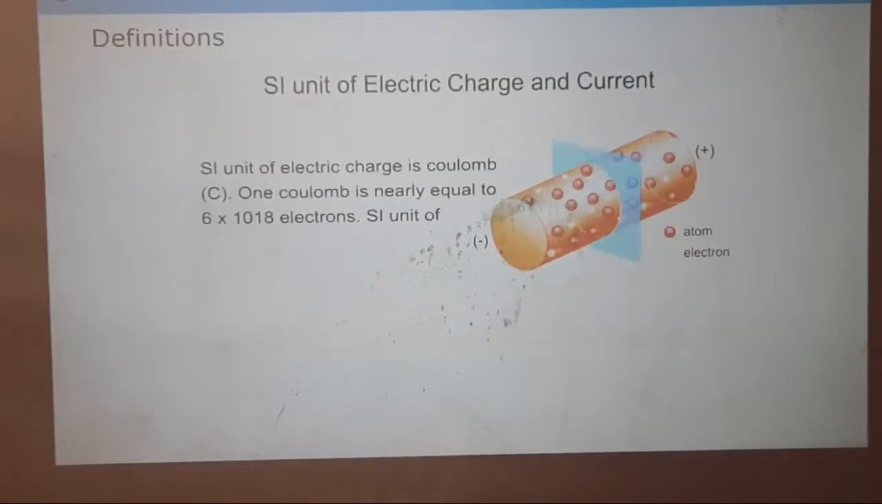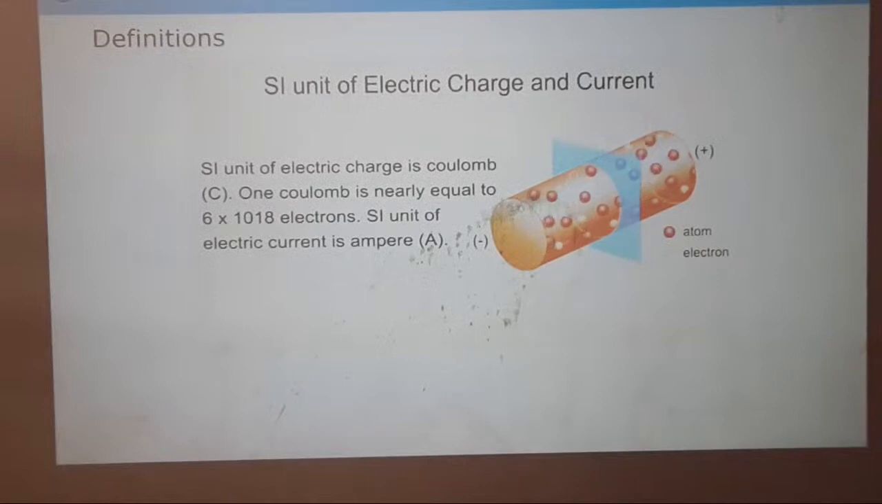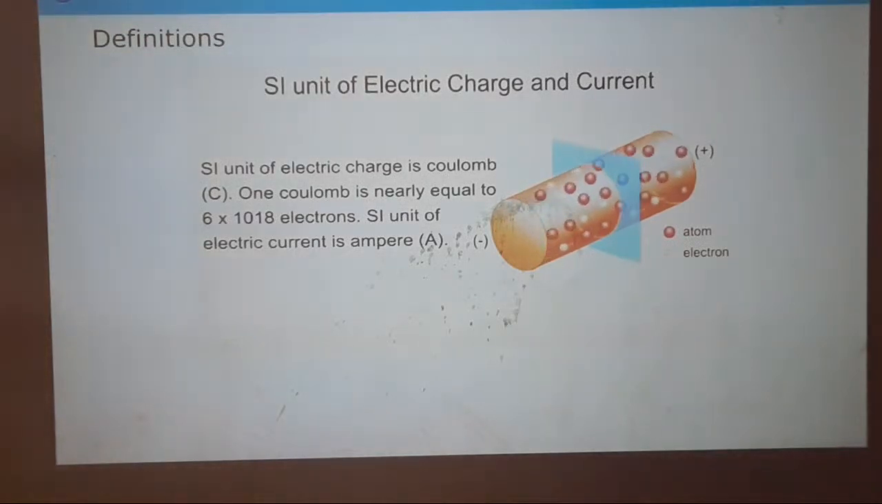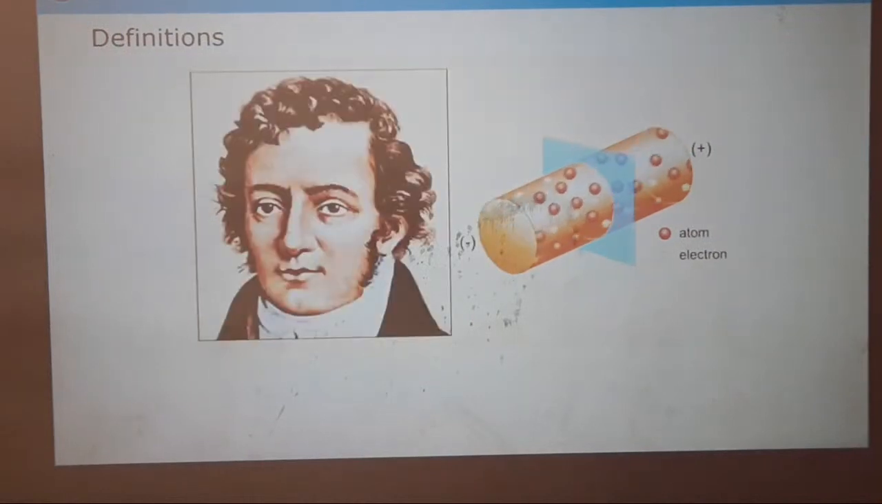SI unit of electric charge and current. SI unit of electric charge is coulomb, C. 1 coulomb is nearly equal to 6 into 10 raised to 18 electrons. SI unit of electric current is ampere, A. The unit ampere is named after a French scientist, André-Marie Ampere.